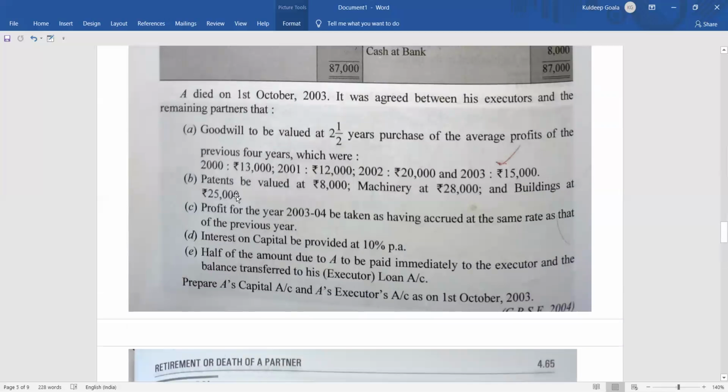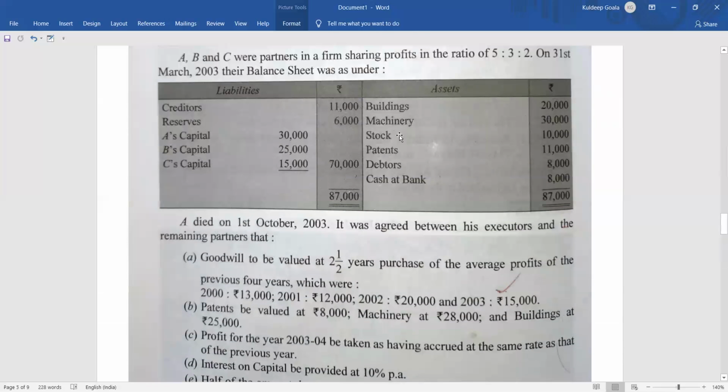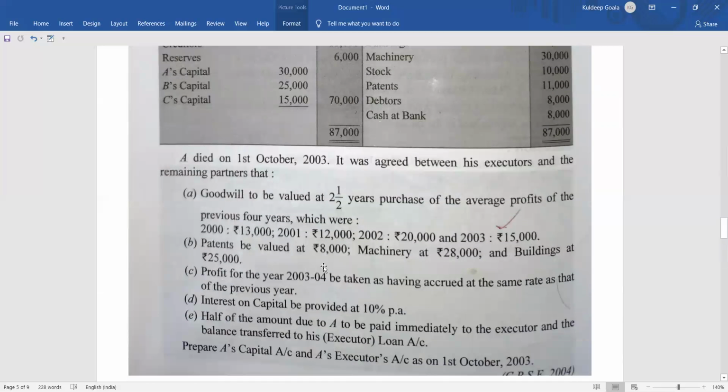And after that, now coming to the second one, patent be valued at 8,000. What was the patent value? Patent was 11,000. Now it is 8,000. So 3,000 rupees loss. So remember, asset and liabilities revaluation is going to be shown in the revaluation account. So 3,000 loss means revaluation will be debited by 3,000.